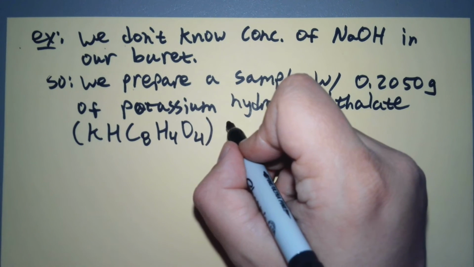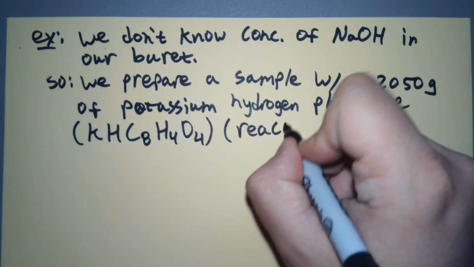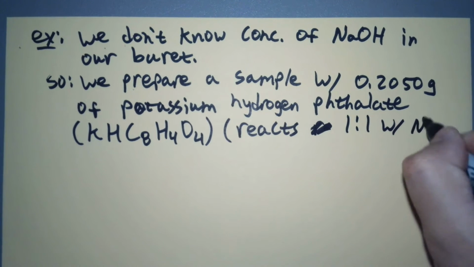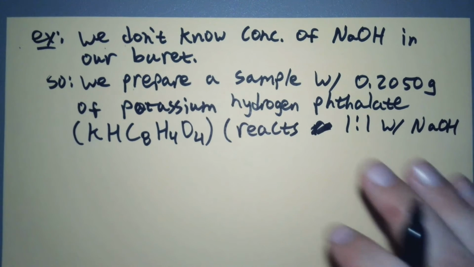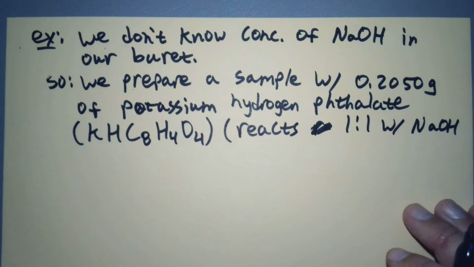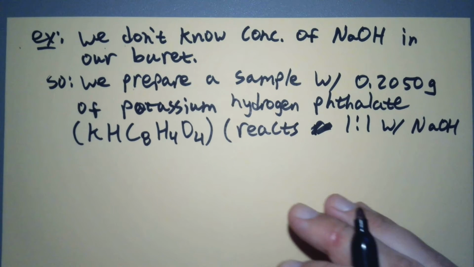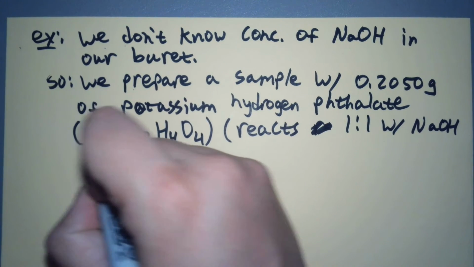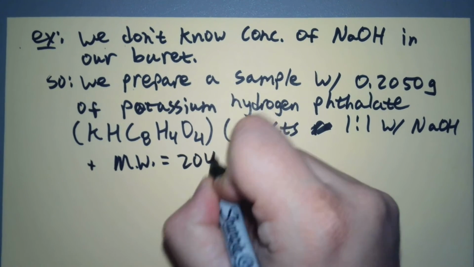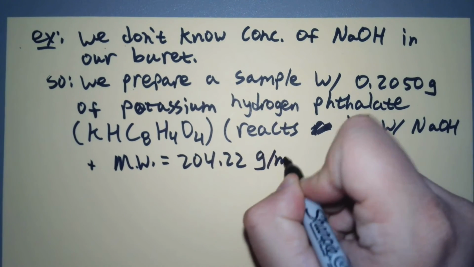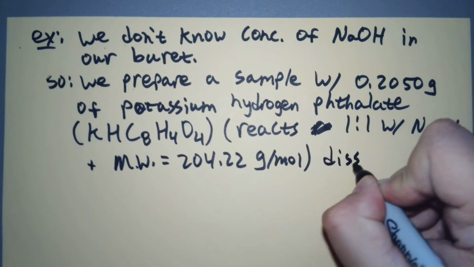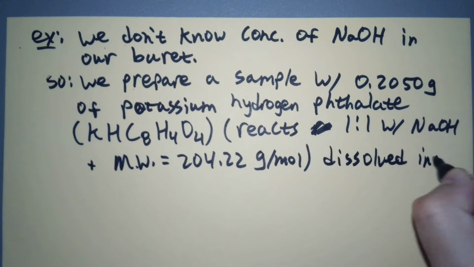We can also say that it's what we call a monoprotic acid, so it reacts 1-to-1 with NaOH. So that's for our stoichiometry. We get 1 mole of NaOH for every mole of potassium hydrogen phthalate in our sample to reach the equivalence point. And our molecular weight is 204.22 grams per mole. And this is dissolved in water. Doesn't really matter how much.